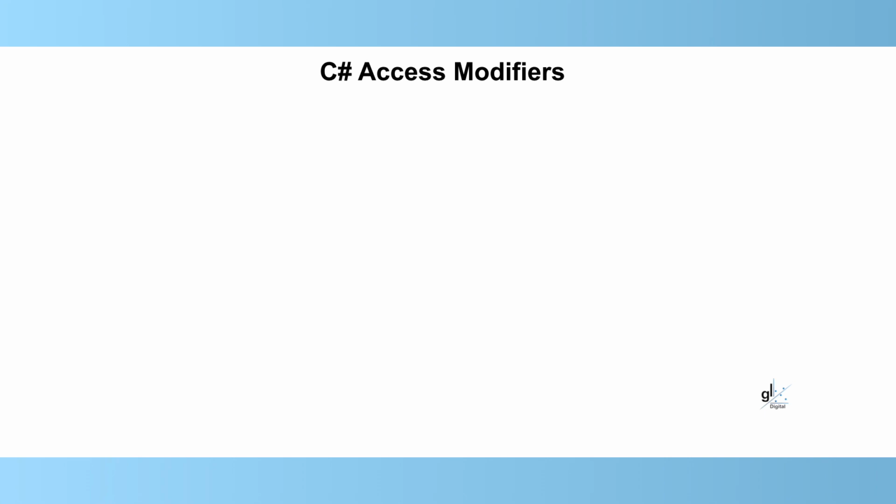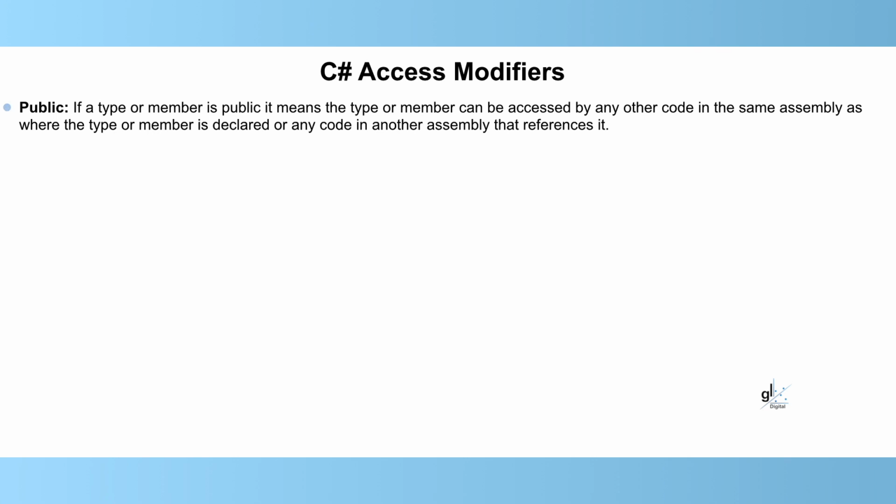Public. If a type or member is public, it means the type or member can be accessed by any other code in the same assembly as where the type or member is declared, or by code in another assembly that references it.